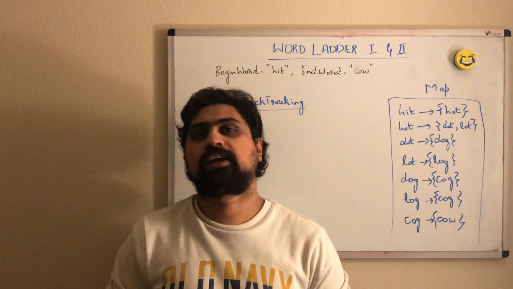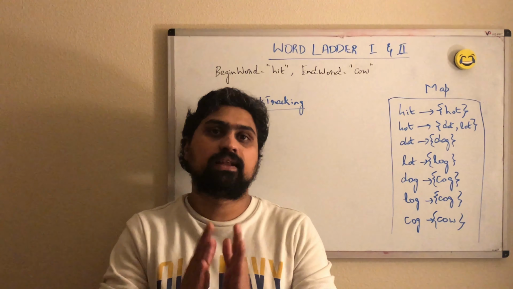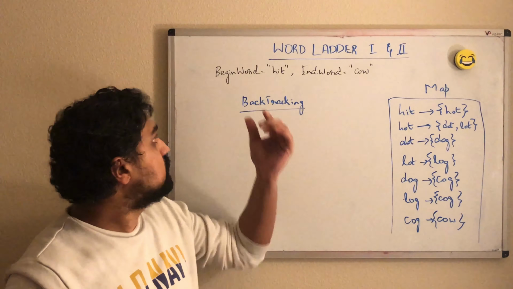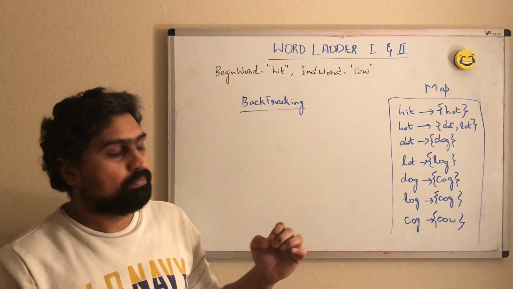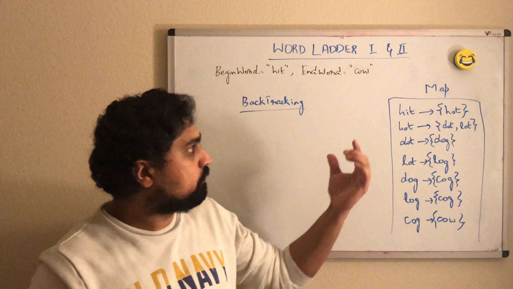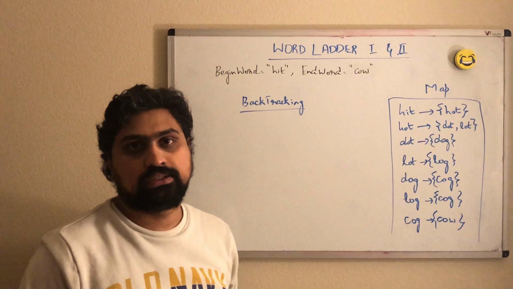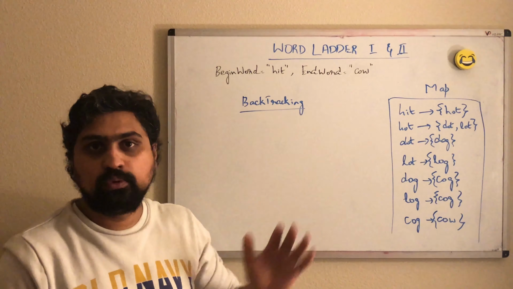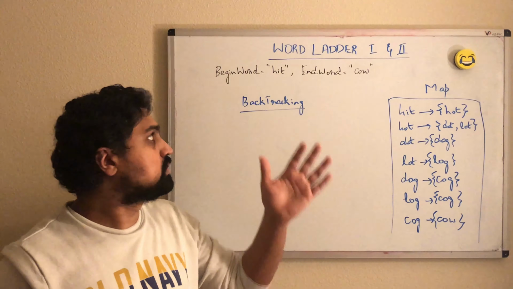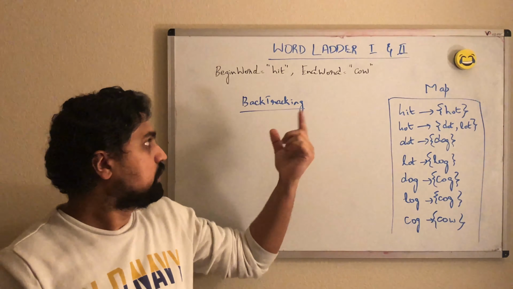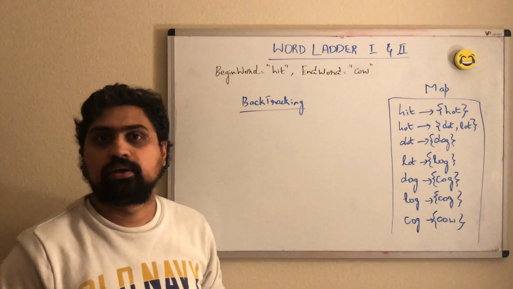Hey everyone, welcome back. In the last video, we saw how to find the length of the shortest transformation sequence from the begin word to the end word, and we also built this hash map of each word and the list of its transformed words. Now in this video, we shall build all of the transformation sequences from the begin word to the end word using the backtracking technique. So let's see how we can do that.